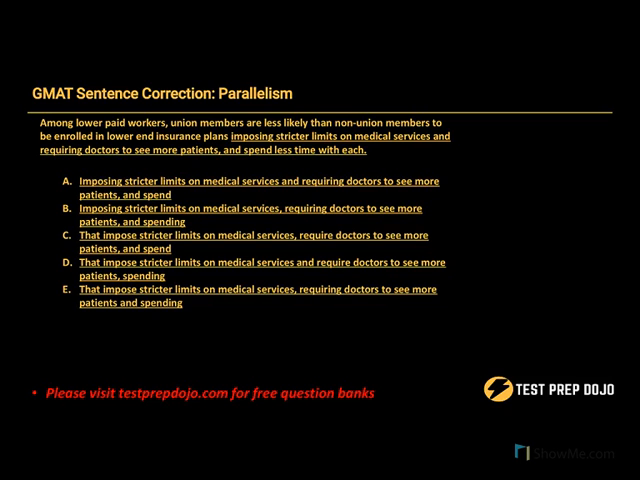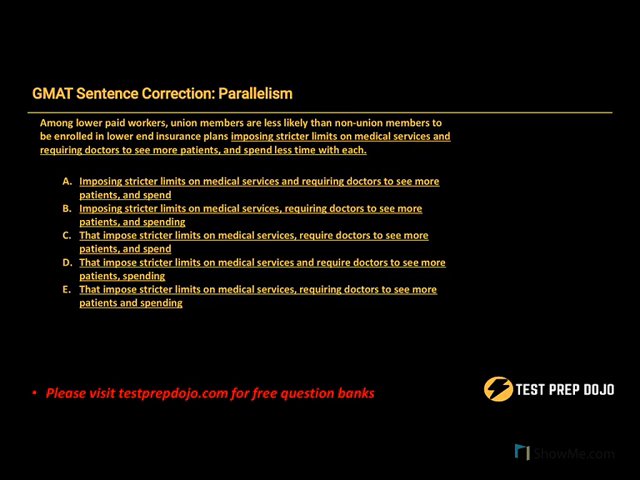We can see one of the decision points, if you scan the answer choices, is this first word or phrase here, imposing, or that impose. If you read this carefully, you can see union members are less likely than non-union members to be enrolled in lower end insurance plans, imposing stricter limits. If we went with imposing here, because this modifies the action or the entire preceding clause, this would mean that the union members are the ones doing the imposing, which would be nonsensical. That's not what the author means to convey.